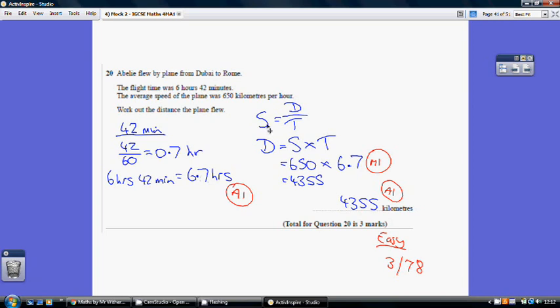Right, now speed equals distance over time. So distance is speed times the time. So 650 kilometers multiplied by our 6.7 hours gives us 4355 kilometers.